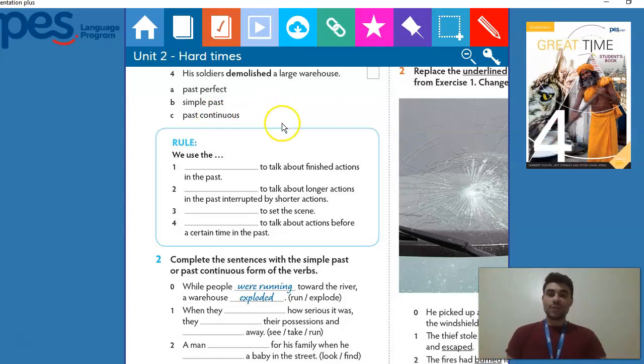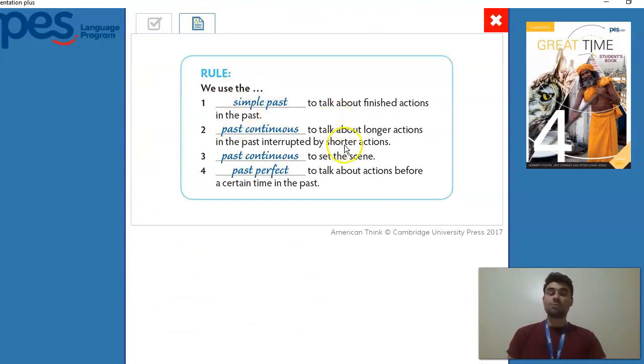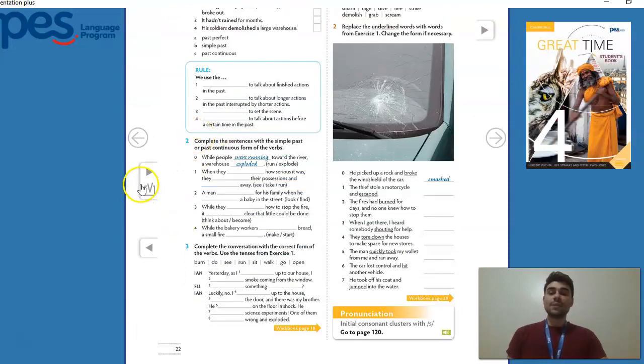All right. Could you do that? Was it difficult? Let's check the rule to see if you got it right. So the rules are: 1. We use the simple past to talk about finished actions in the past. 2. We use the past continuous to talk about longer actions in the past interrupted by shorter actions. 3. We use the past continuous to set the scene, right? So to create the context. And 4. We use the past perfect to talk about actions before a certain time in the past, right? Was it good? Nice.